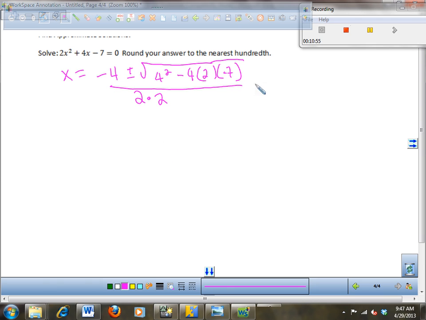Okay? So now I'm going to simplify that a little bit. It's negative 4 plus or minus 16 plus negative times a negative makes a positive, right? So it's square root of 16 plus 56. So I'm going to just jump ahead here a little bit. 56 plus 16. What's 56 plus 16? 72. 72, is that right?